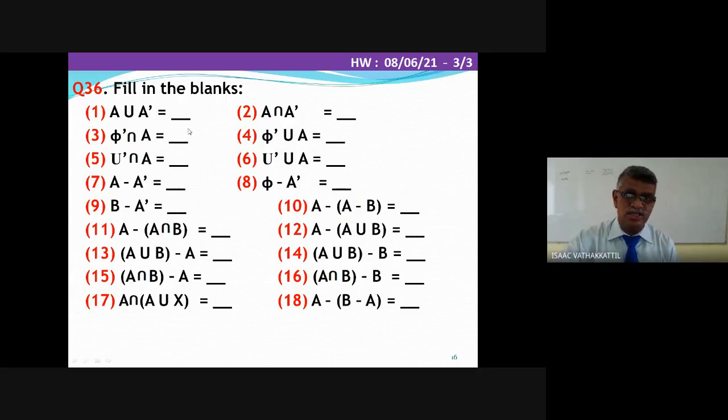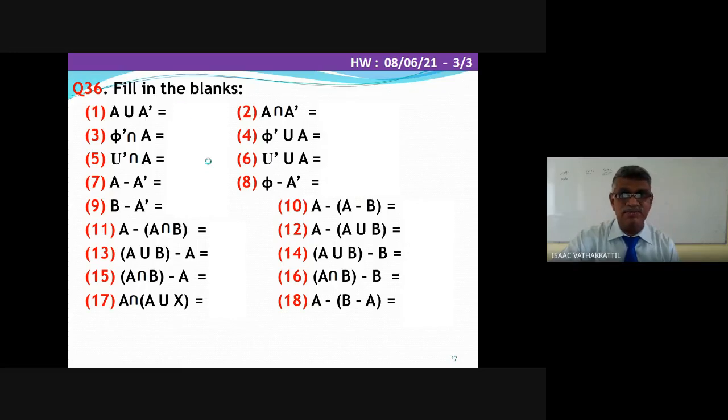A union A dash is the universal set. I hope you know it. Phi dash intersection A: look at what phi dash is. Phi dash is the universal set. Universal set intersection A is A. That's right. Whereas U dash is the null set, and U dash intersection A is the null set.